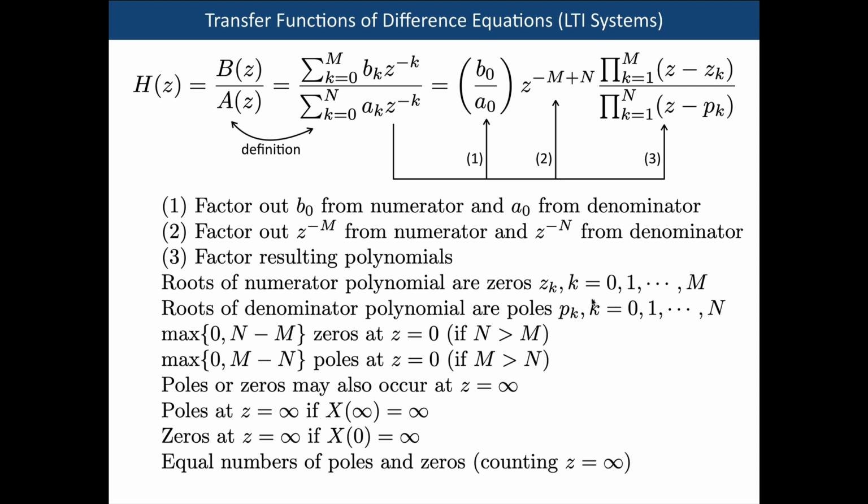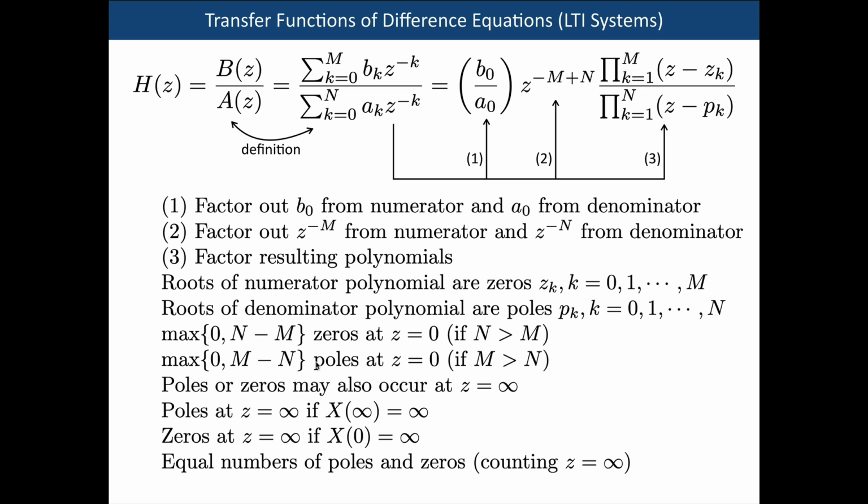Those are the poles. And a couple of statements down here at the bottom of the page sort of just tell us what's going on here in this rational function. If N is greater than M, in other words, if the degree of the denominator is greater than the degree of the numerator, that's called a proper rational function, then we find that there are N minus M zeros at z equals 0 when we look at poles and zeros in the end.